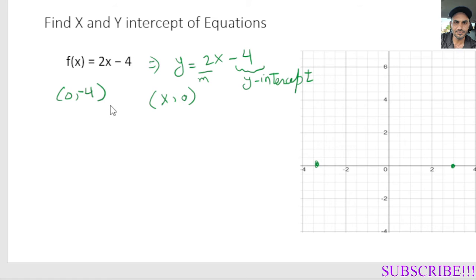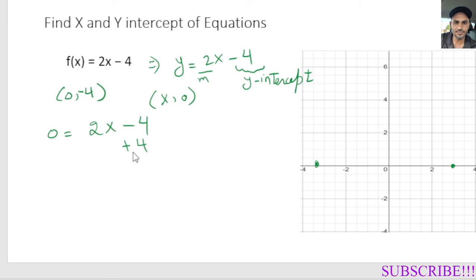Okay, so now let's go ahead and solve for the x-intercept. We already know the y-intercept. At the x-intercept, the y value is going to be 0. So we plug in 0 equals 2x minus 4. We just plugged this point into this equation right here. And then we go ahead and simplify this.